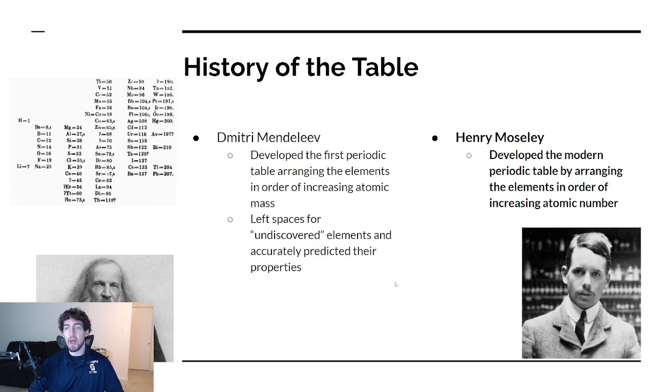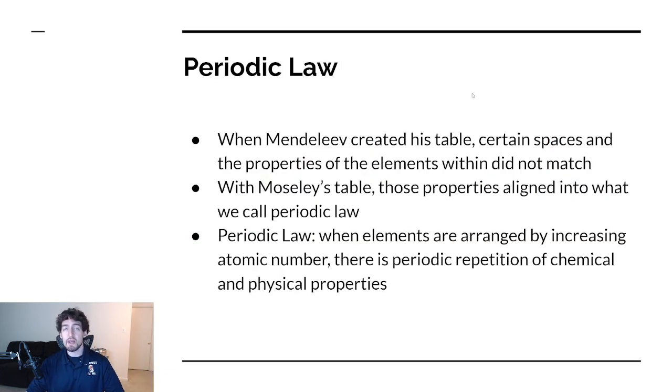A few years later, we have Henry Moseley. He decided to rearrange the periodic table a little bit differently, this time by increasing atomic number, the one that we use today. And the reason why we still use it today is because when we have these elements by increasing atomic number, we exhibit what is known as periodic law. You see, if elements are grouped together in order of increasing atomic number, certain patterns start to periodically emerge from the periodic table itself. Elements, for example, in the same column will exhibit similar chemical and physical characteristics. And so that's why we still use this periodic table today.